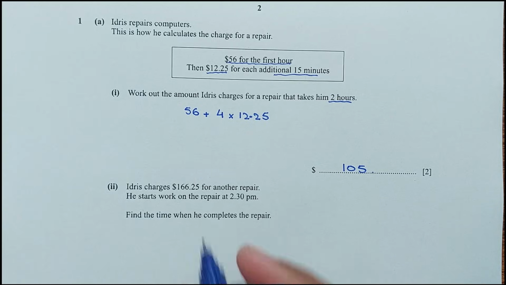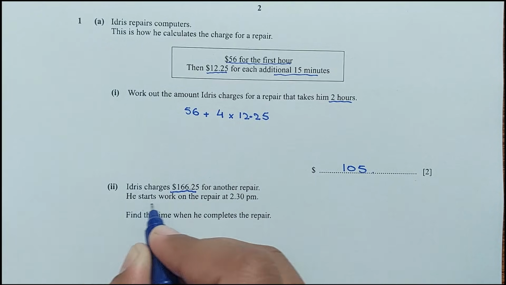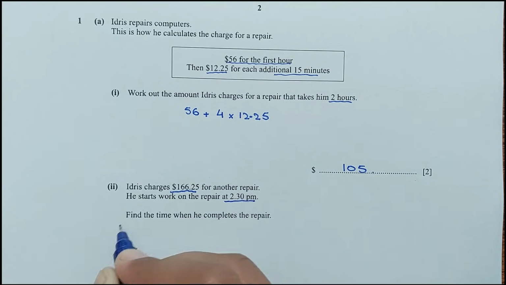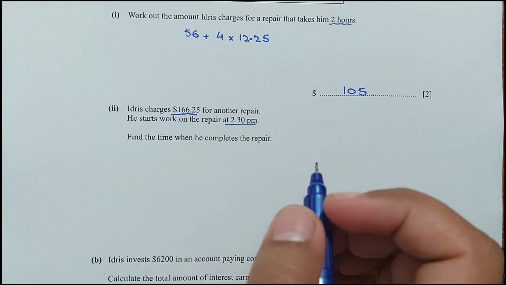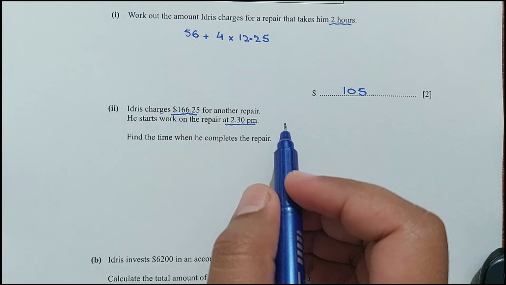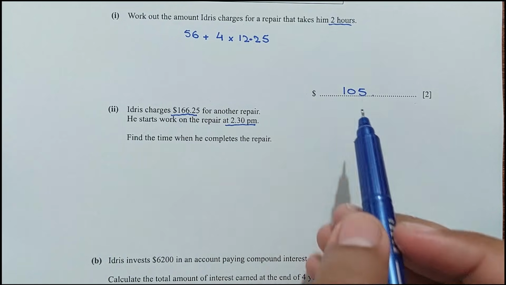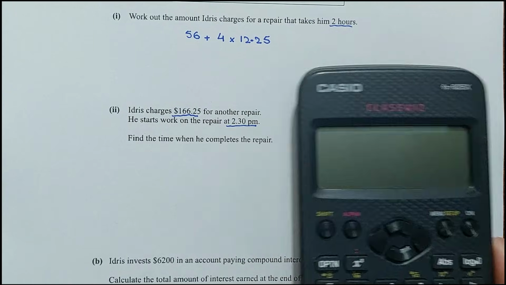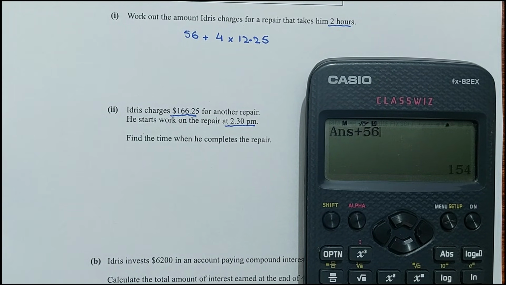Number 2, Idris charges $166.25 for another repair. He starts work on a repair at 2:30 p.m. Find the time when he completes the repair. First we have to find how many hours he works. He charges 166.25. For 2 hours, we have 105. So let me check for 3 hours: 4 and 4, 8 times 12.25 and add 56. So it means he worked more than 3 hours.